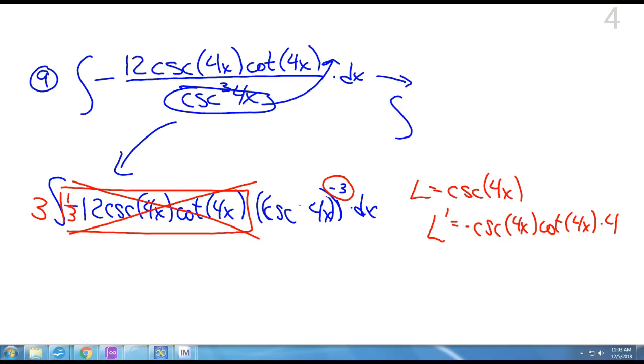Good so far? And then you integrate the big guy. We haven't done that in a while because we've been doing like e's and ln's and stuff. But how do I integrate a power? Add 1, multiply by the reciprocal. So negative 3 plus 1 is negative 2, remember. Reciprocal is negative 1/2. So I'll have negative 3 halves, and then plus C.